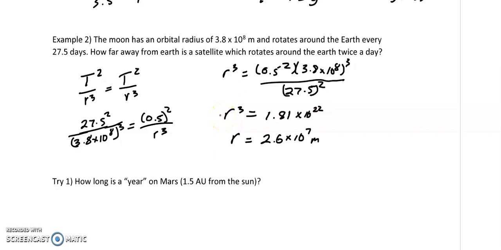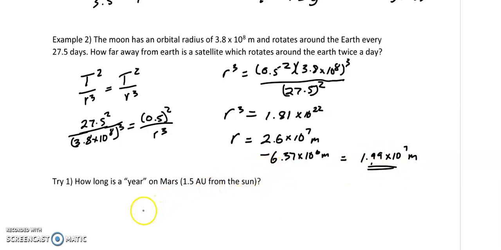We do not want the orbital radius. We want to know how far from the Earth. So we're going to have to subtract the radius of the Earth here. Subtract the 6.37 times 10 to the 6 meters in order to get your final answer of 1.99 times 10 to the 7 meters away.